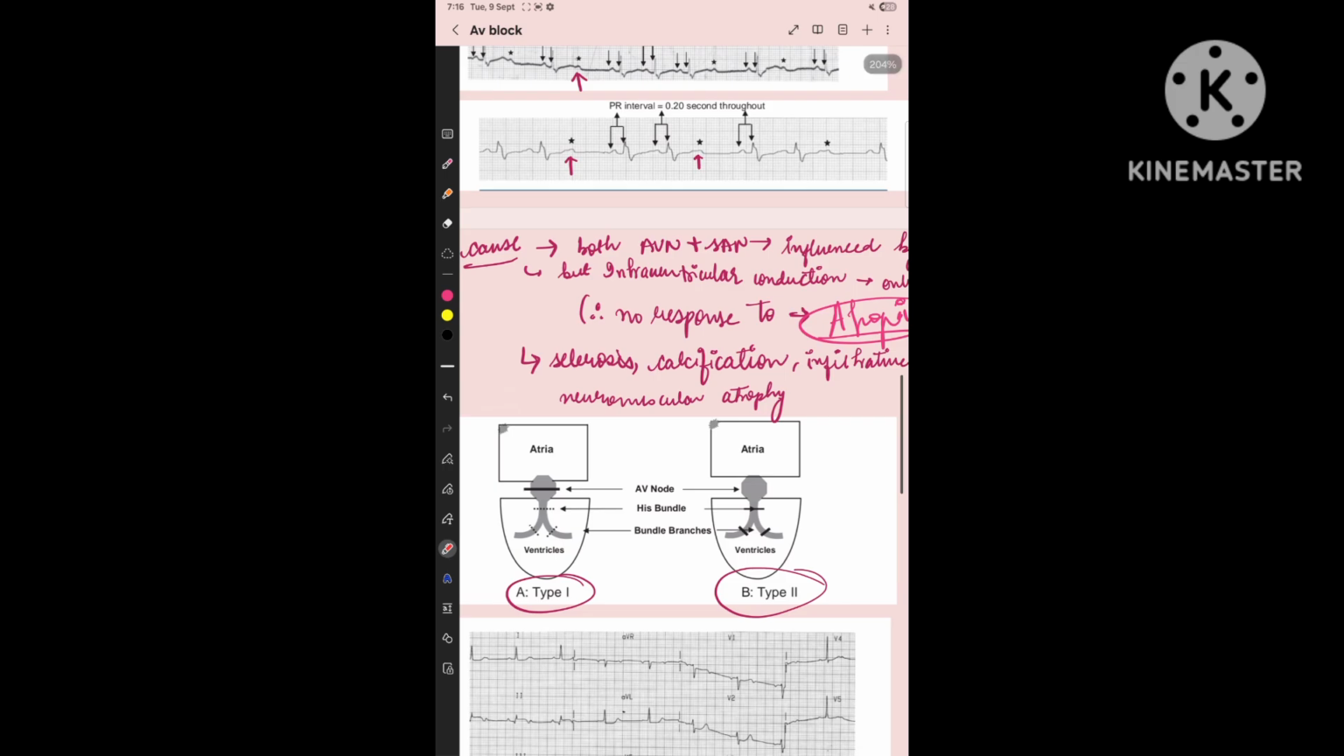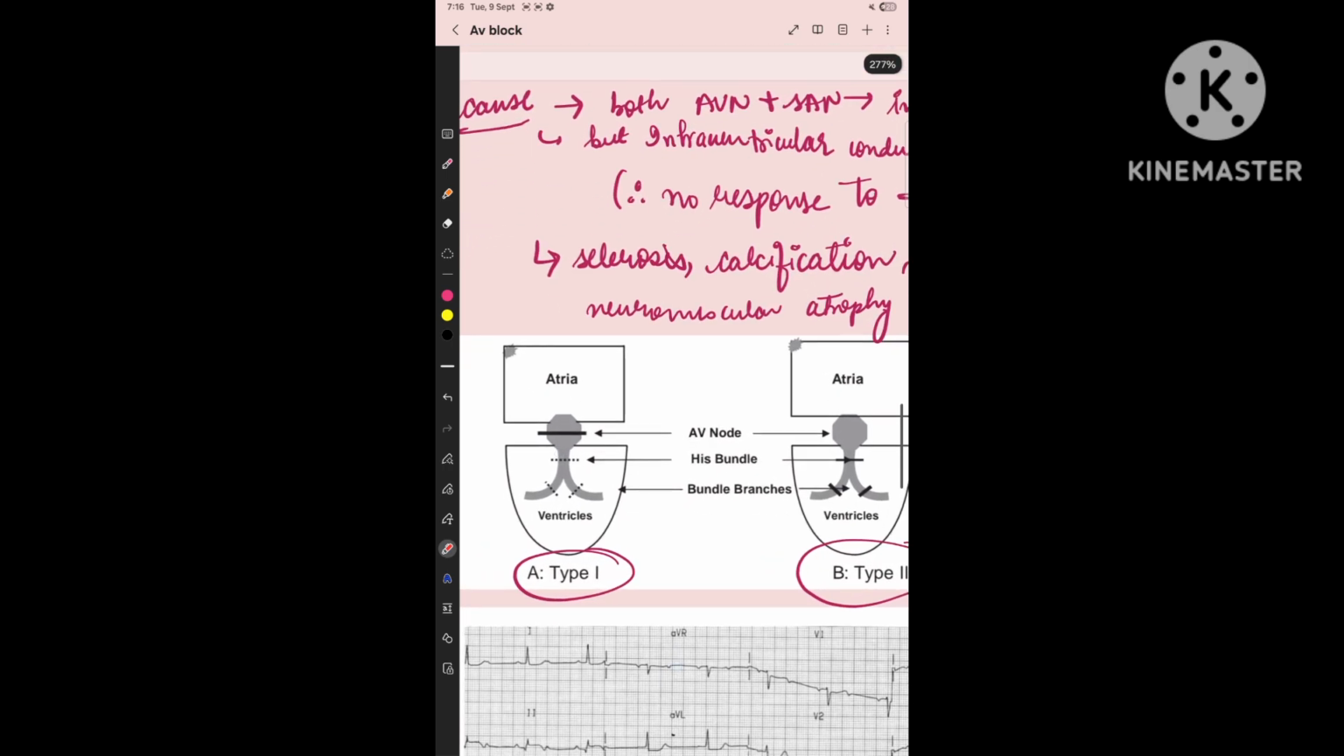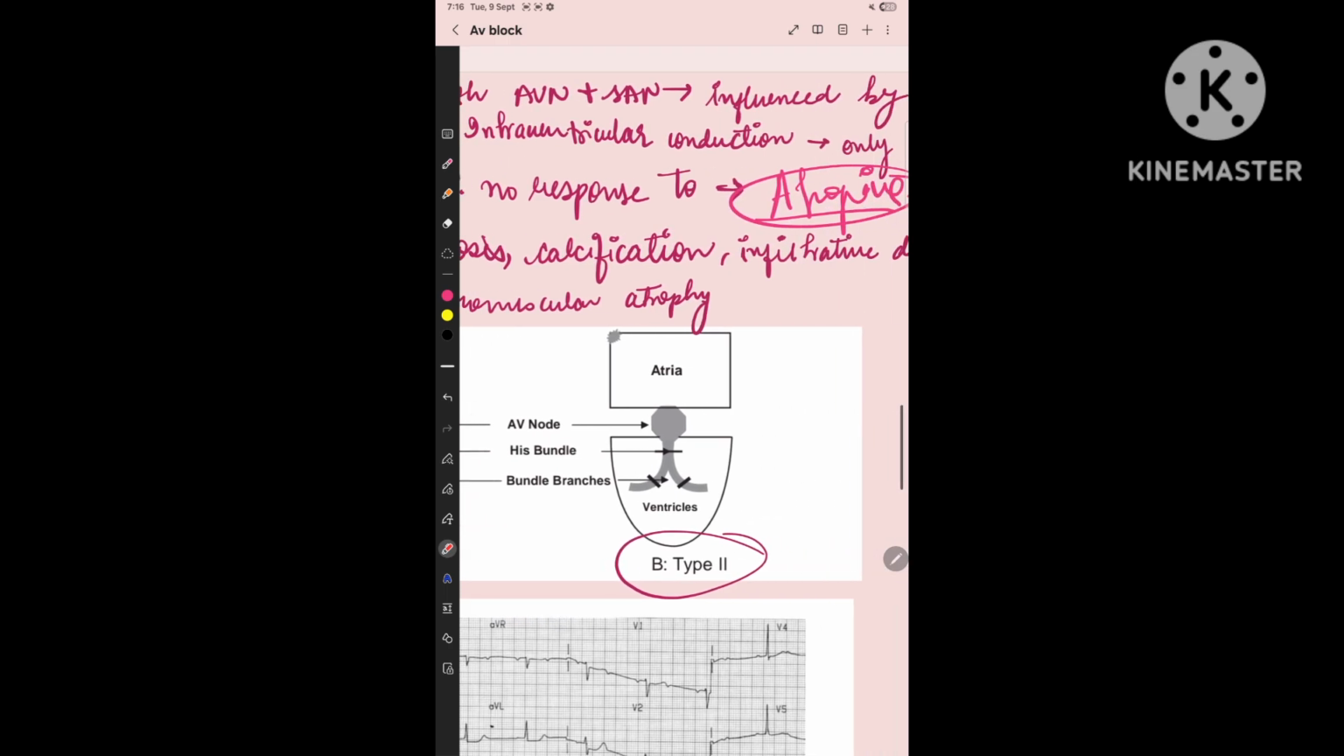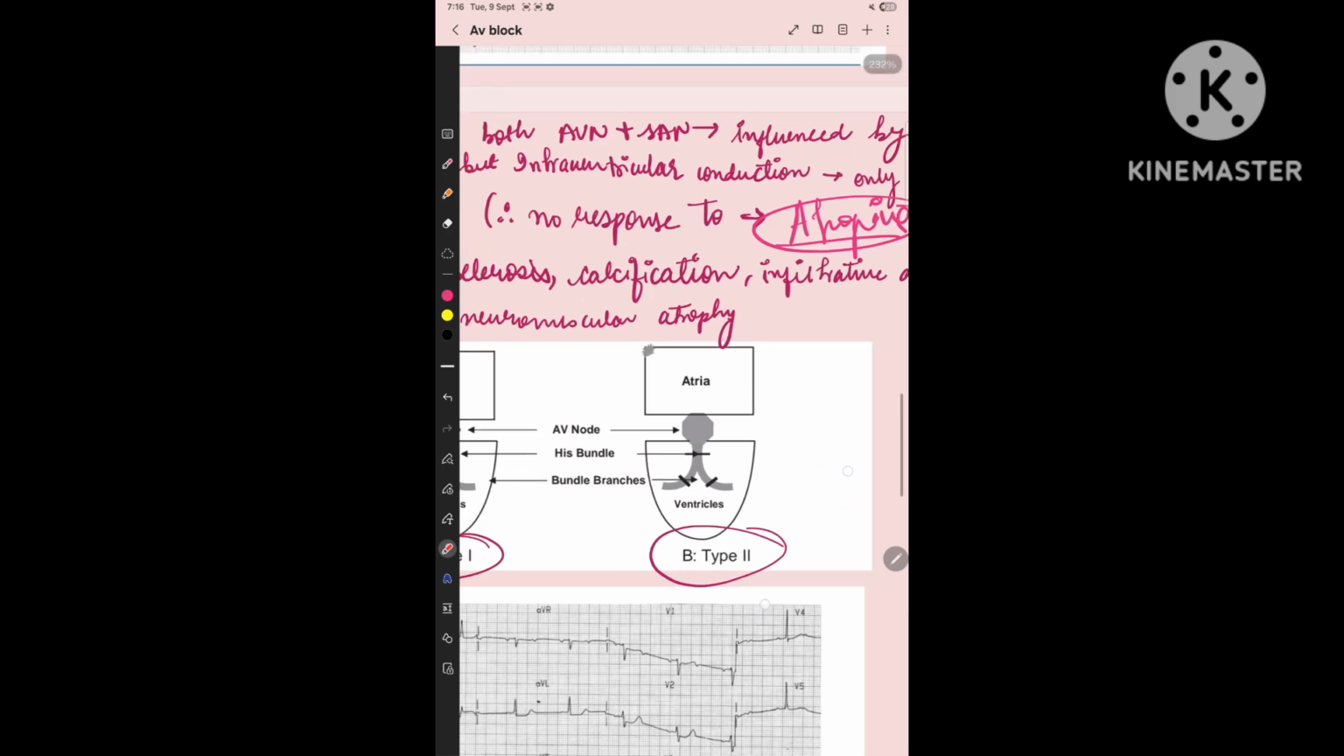Type 2 second degree AV block usually requires a permanent pacemaker because the damage is permanent throughout the bundle branches. So in type 1, the defect was at the AV node, therefore the QRS complex was narrow. In type 2 second degree AV block, the defect was infranodal, at the His bundle or bundle branches, so the QRS complexes were broad.